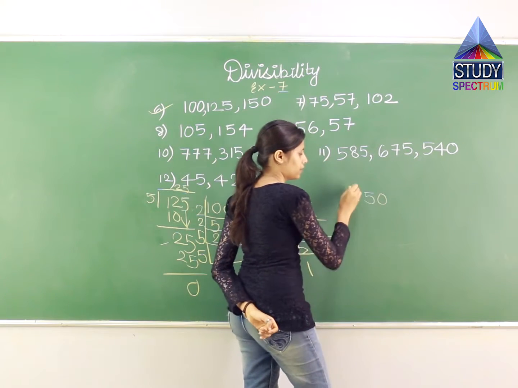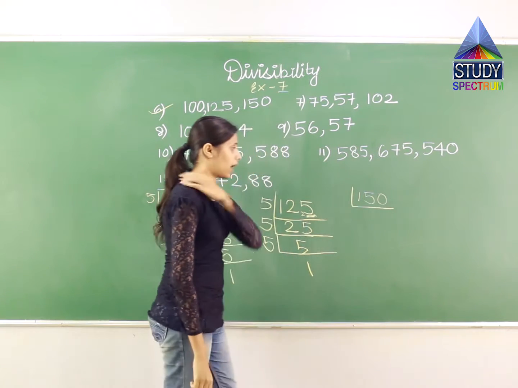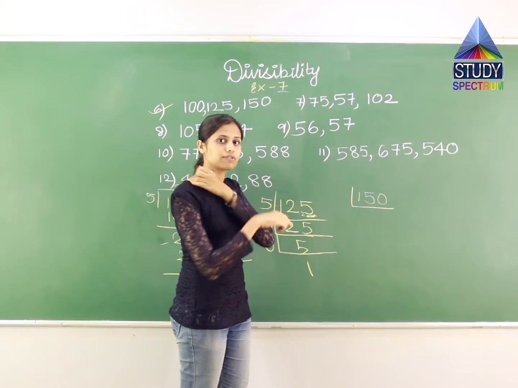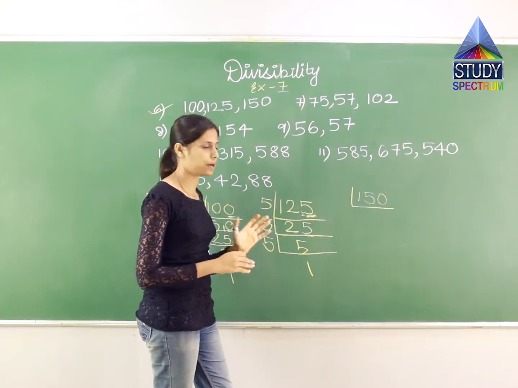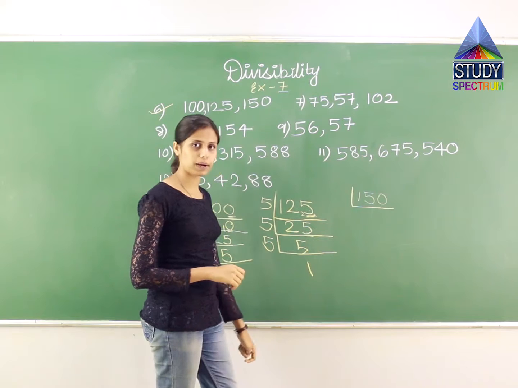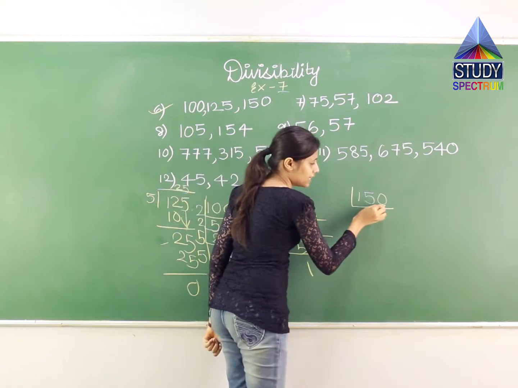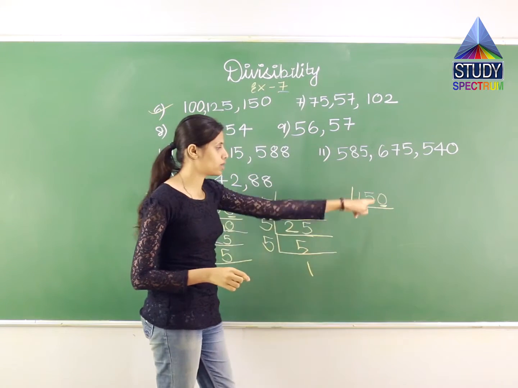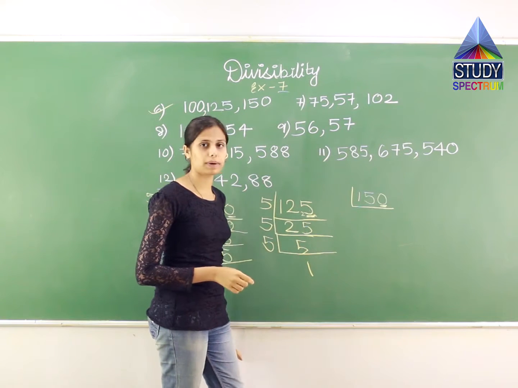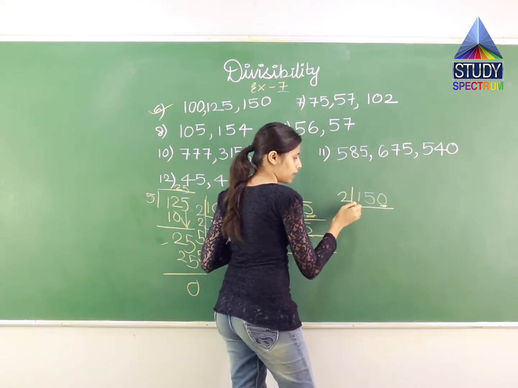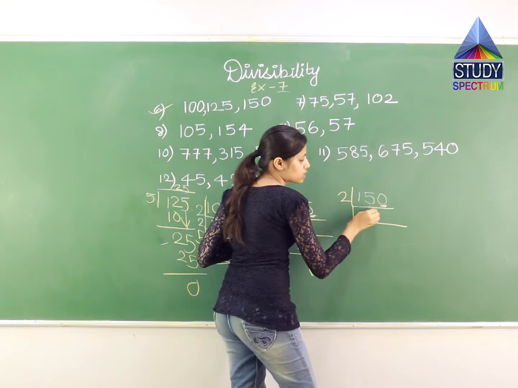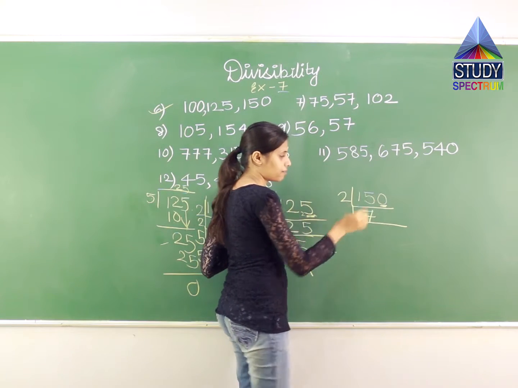I'll write 150. Now I'll write all the possible factors starting from 2, right? The smallest number. So 2. Can I divide 150 by 2? Yes, because at the end I need an even number and 0 is an even number. So I can divide 150 by 2. So let us divide. I'll divide 150 by 2. 2 7s are 14. But over here I have 15, right?